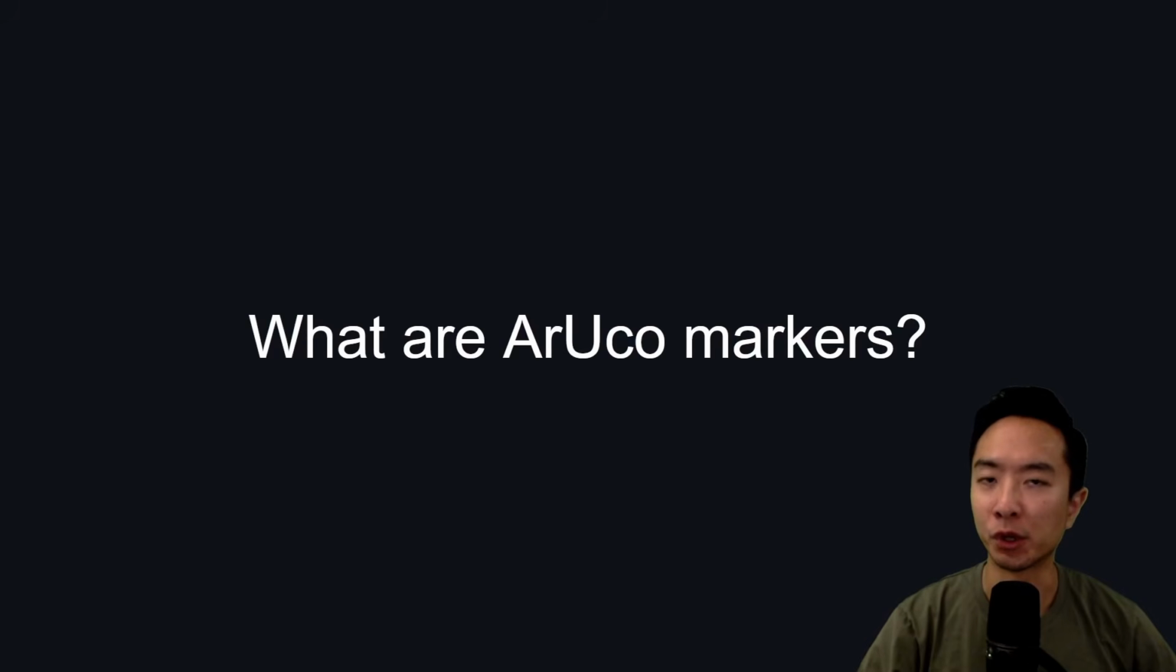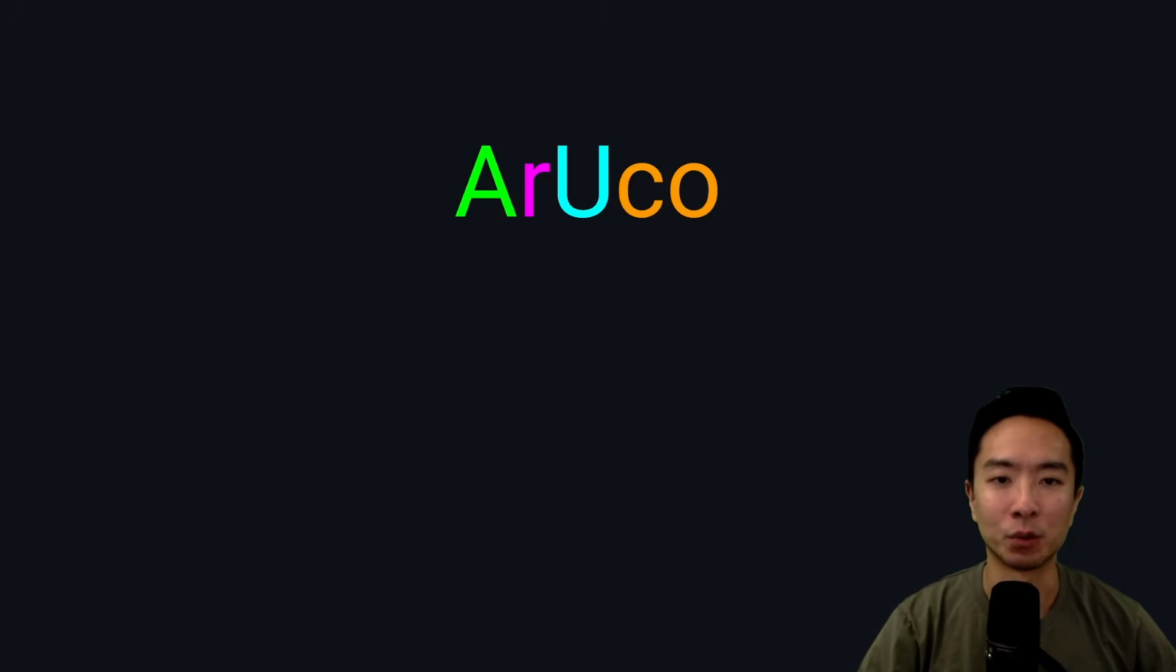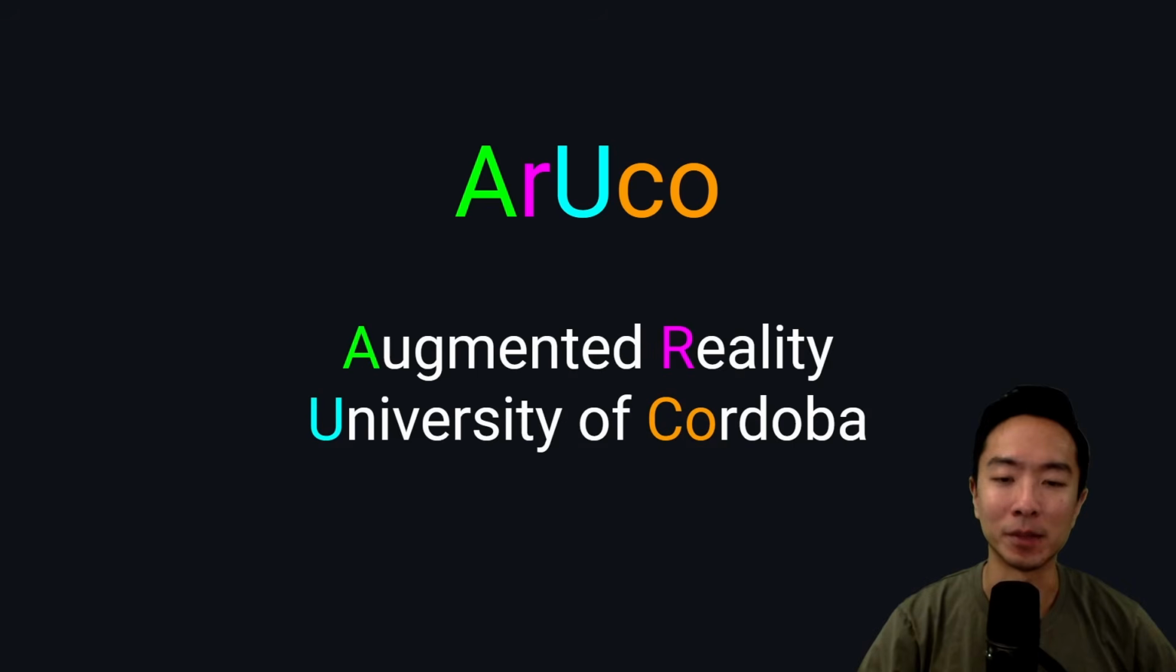What are ArUco markers? So you may have seen them before. They look like this. It's patterns inside of a square. But first off, let's take a look at the word ArUco. What does this even mean? It stands for Augmented Reality University of Cordoba. Okay, so that's what it stands for.